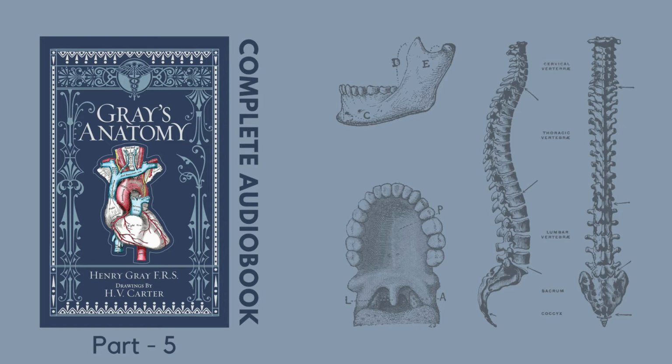It is concave in front, convex behind, broader and thicker in the middle than at the ends, and firmly attached on either side to a small tubercle on the medial surface of the lateral mass of the atlas.